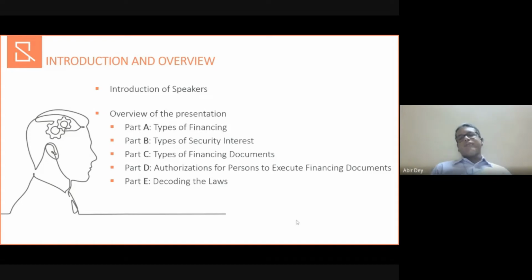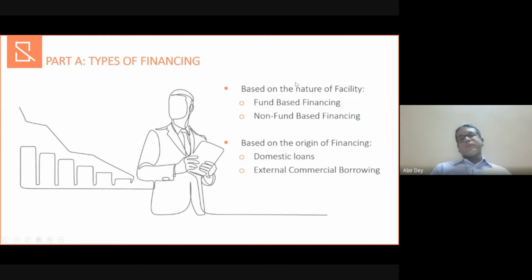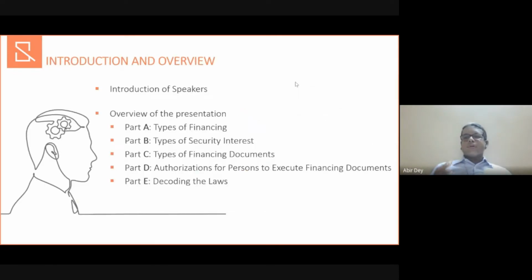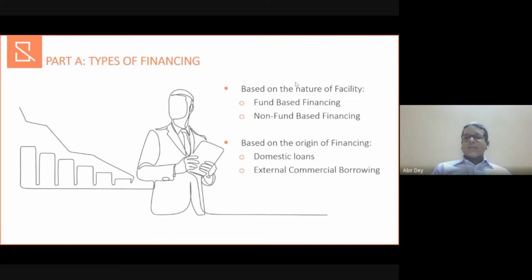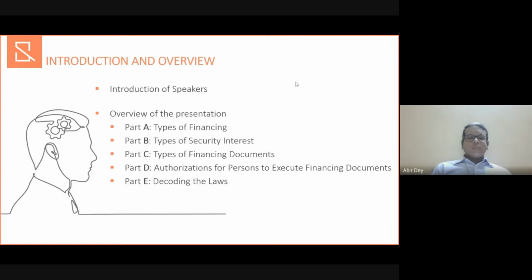So banking finance is a very vast subject and there are multiple laws related to it. There could be a financing of 1 lakh rupees, there could be a financing of multi-billion rupees. For each type of financing, there are different sorts of issues and legal complications. How we look at it as banking finance lawyers, we are going to discuss.